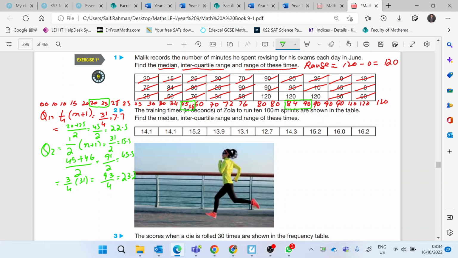So 84 plus 90, divided by 2, and this should give us 174 divided by 2, and this should give us 2 8s are 16, 87. So 87 should be our Q3.